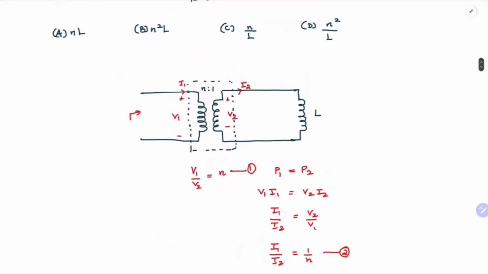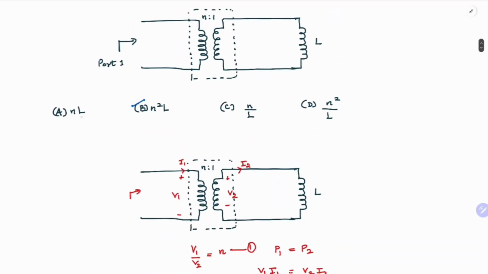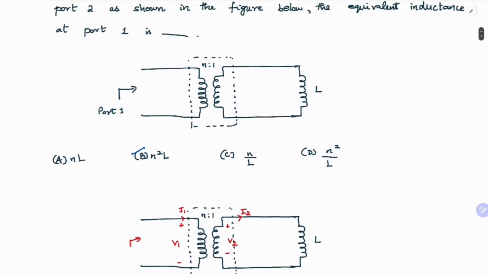So the equivalent inductance is actually N square L and not NL here, because the voltage is also getting divided by N here, and once you get the current here, when you refer it back, that is also getting divided by N. So effectively the equivalent impedance is gonna be N square times whatever the original inductor was. Okay.